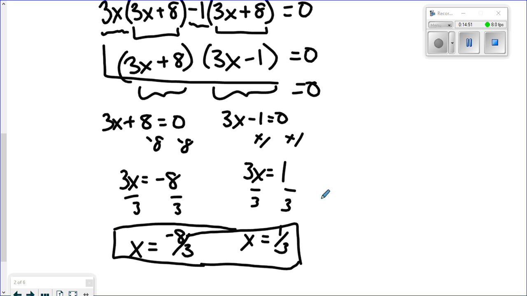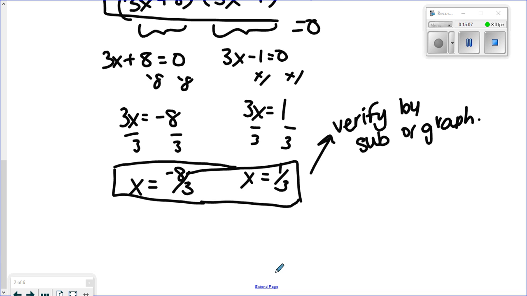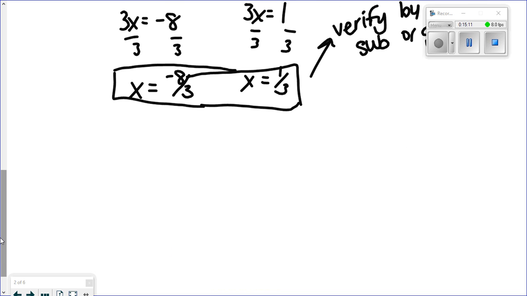That should make it true. And so again, you'd want to verify by substitution or graphically. This one might be easier to do graphically just since we've got fractions, but it's really not a problem to verify by substitution where you would substitute in each of those separately to make sure that our left side of our equation is equal to our right side of our equation. I'm just going to do one of them. You can do the other if you want.